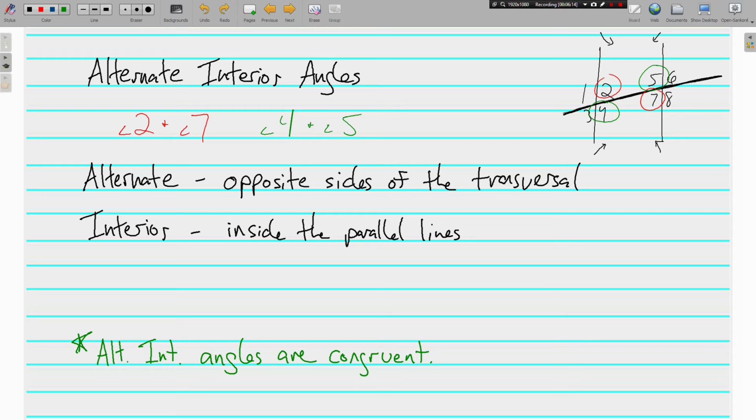It's also important to remember that alternate interior angles are congruent. If I told you that angle 4 was 110 degrees, then automatically you would know that angle 5 was 110 degrees. If I told you angle 2 was 70 degrees, that means angle 7 has to be 70 degrees. That's the rule for alternate interior angles.